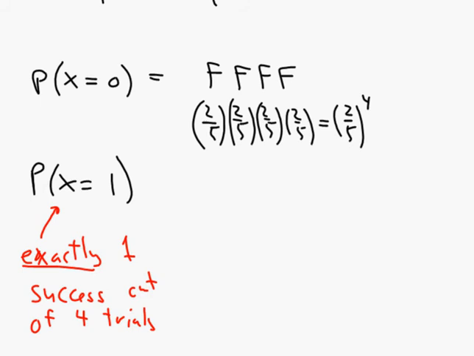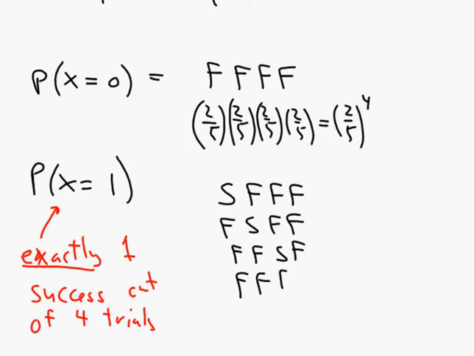So I could score on the first, that could be a success, and then fail, fail, fail. Or I could fail on the first, have a success, and then fail, fail. I could do fail, fail, success, fail, or fail, fail, fail, success. Well, let's try and figure out the probability. The probability of this first case would be 3/5 for getting it in, and then 2/5 to the third for not getting it in.